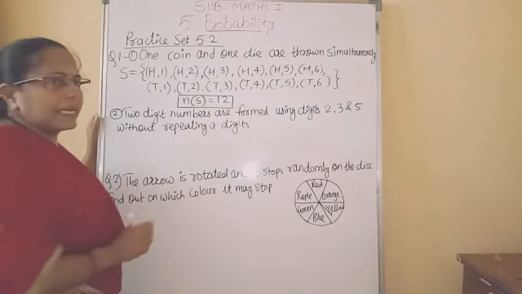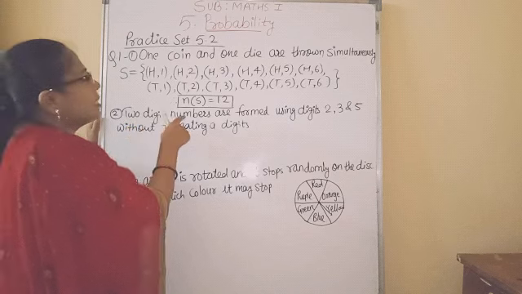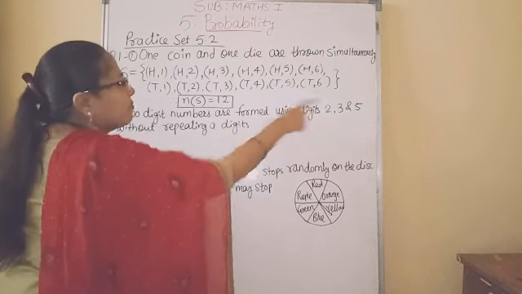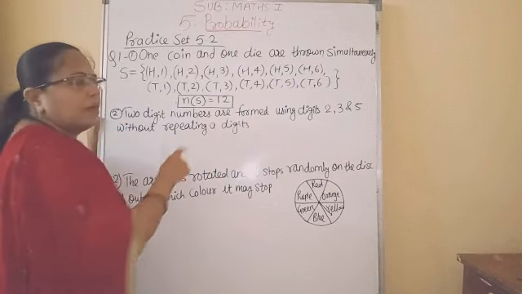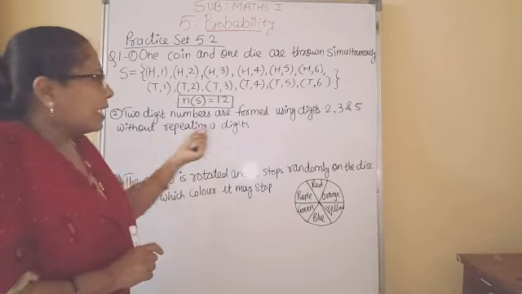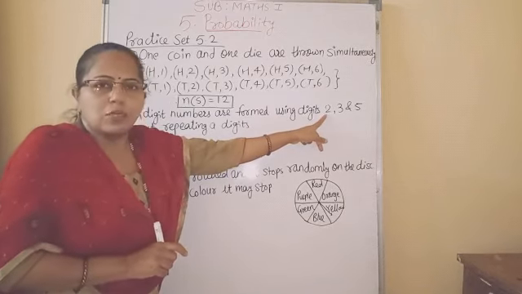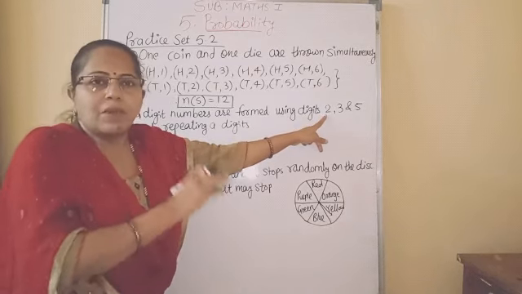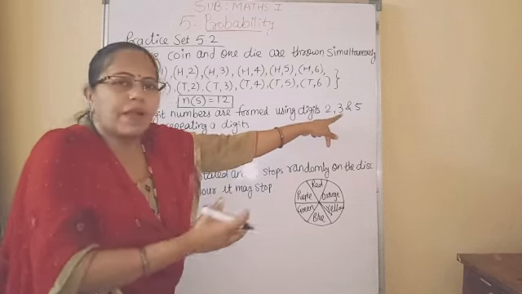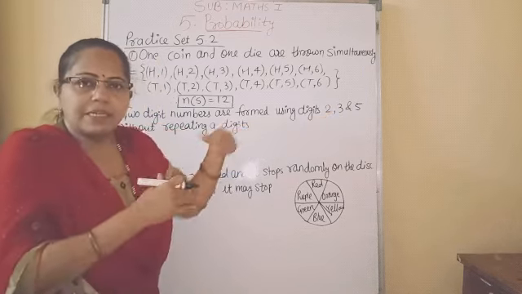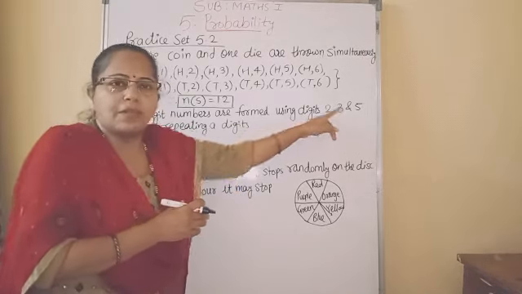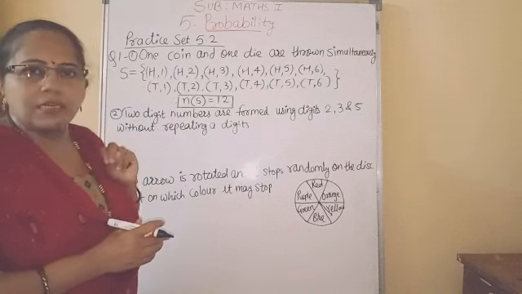Followed? Now second example. 2-digit numbers are formed using digits 2, 3 and 5 without repeating a digit. Now students, what is the meaning of without repeating a digit? That means suppose you selected digit 2, then you can't write the number 22. You can't write 33, 55. Except these numbers, you can write the other numbers using these 3 digits only.